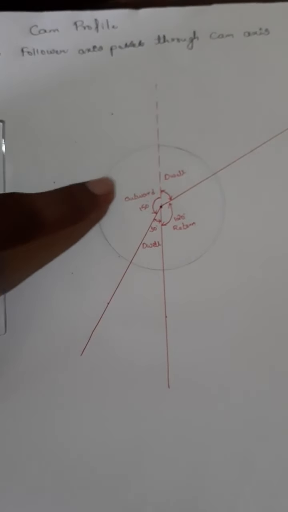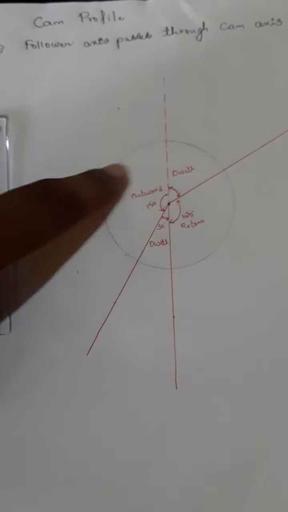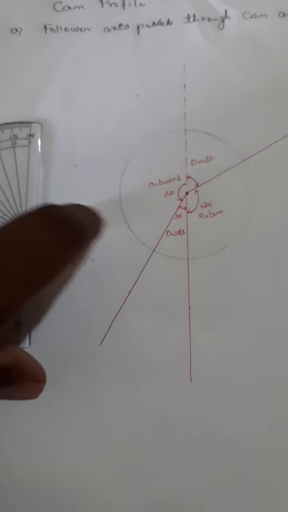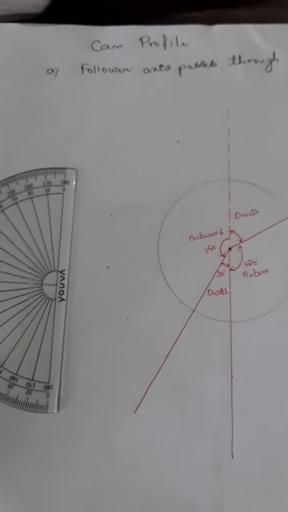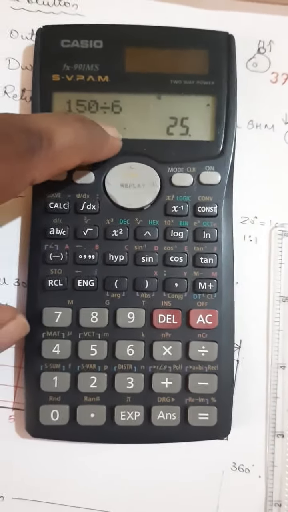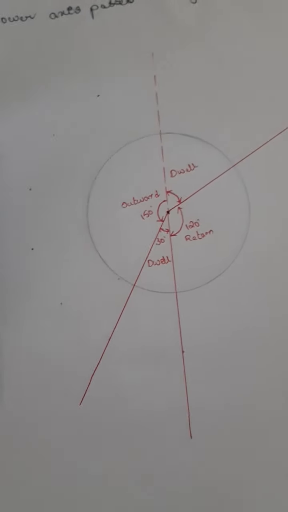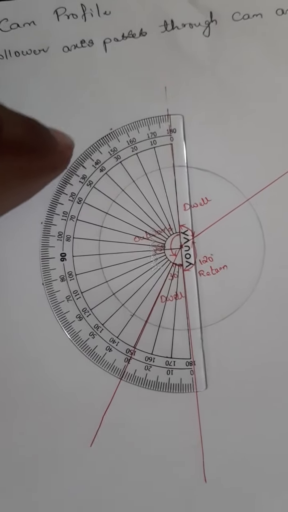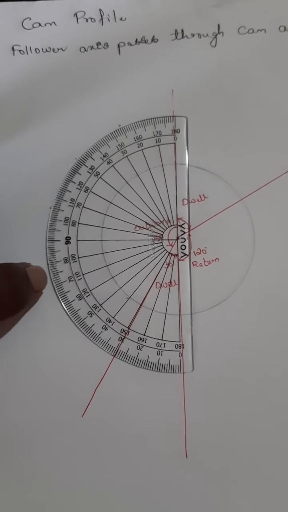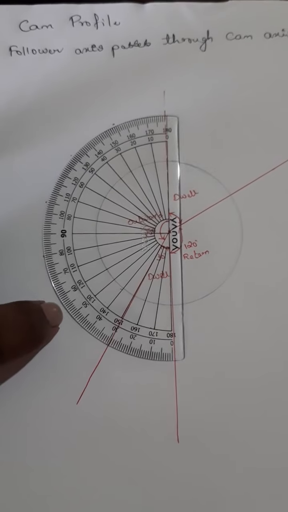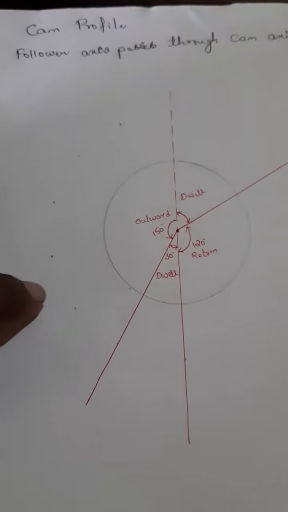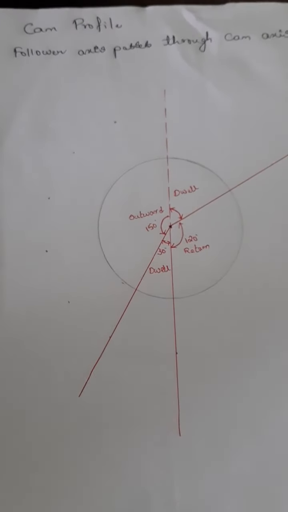After dividing into outward, dwell, return and dwell, now divide the outward part, that is 150 degrees, again into 6 equal parts. That means 150 degrees divided by 6 will be 25 degrees each. So mark 25, 50, 75, 100, 125 and 150. Mark it into 6 equal parts of angular divisions.